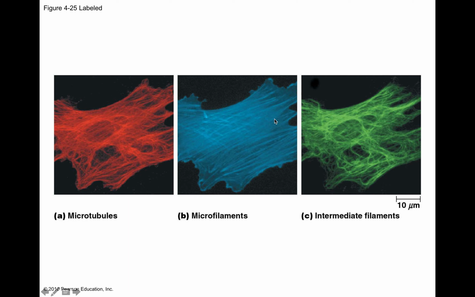These are all just labeled with 3 different fluorescent stains and an antibody so you can see them all in the same cell. This big area here is where the nucleus would be. And you can see how these filaments permeate the shape of the cell and really fill up the cell.